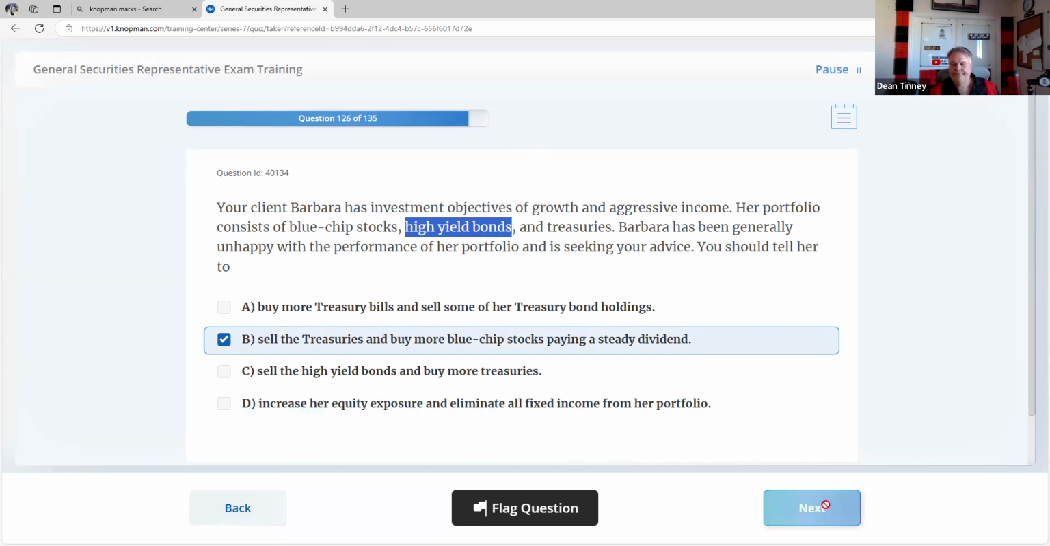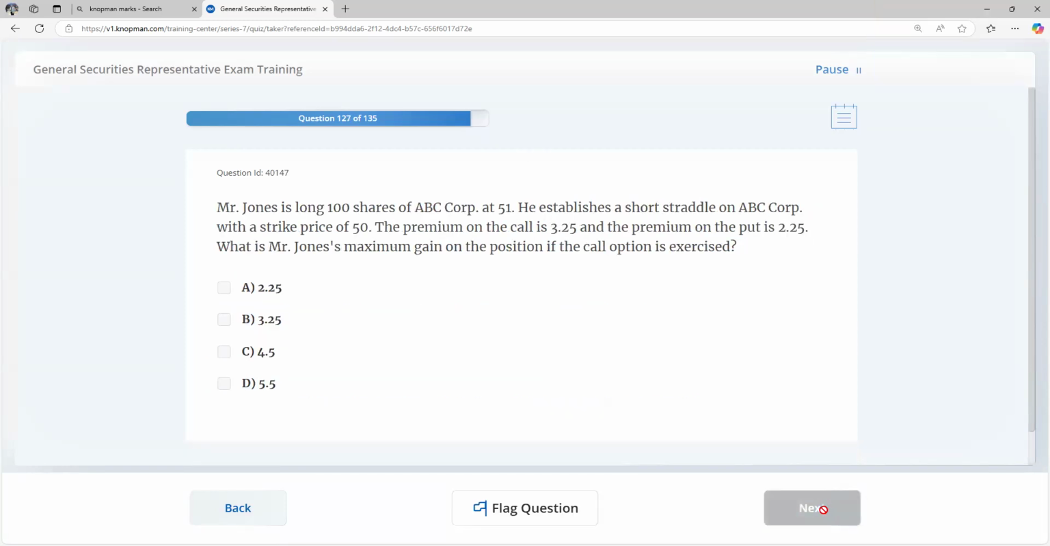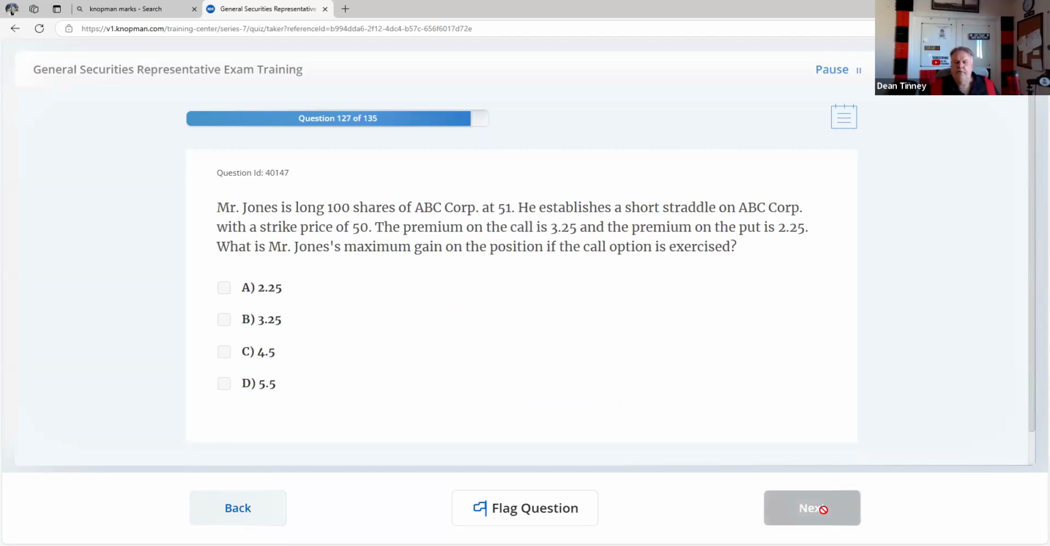Mr. Jones is long 100 shares of ABC at 51. He establishes a short straddle with a strike price of 50. The premium on the call is 3.25, and the premium on the put is 2.25. What is Mr. Jones' maximum gain on the position if the call option is exercised?